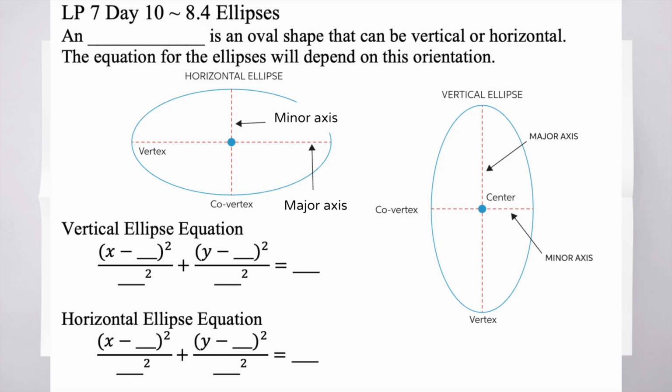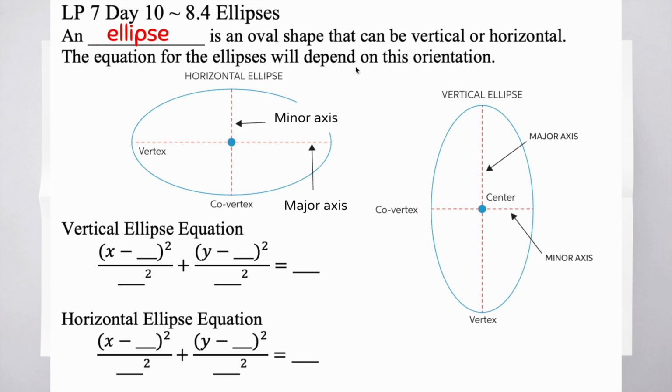So in this video, we're going to learn how to write an equation for an ellipse. In the last video, we were learning how to graph an ellipse. If you didn't watch that one, or if some of this doesn't sound familiar, you might want to go back and watch that one because I go over a little bit more detail about ellipses. An ellipse is an oval shape that can be vertical or horizontal.